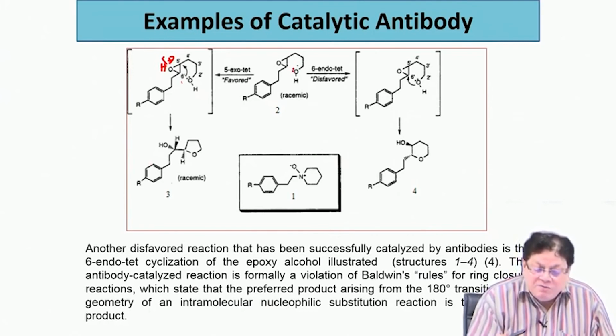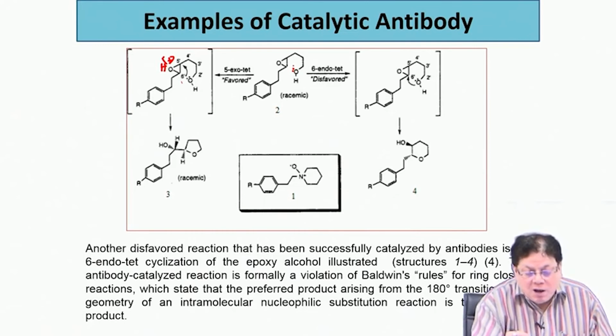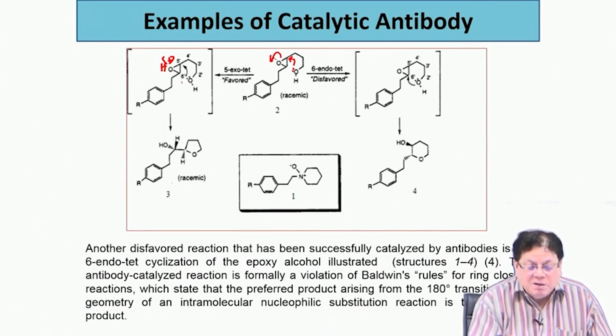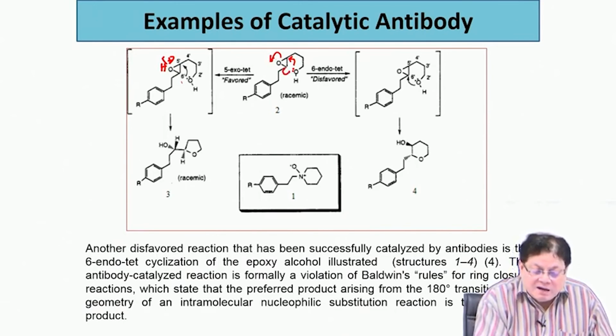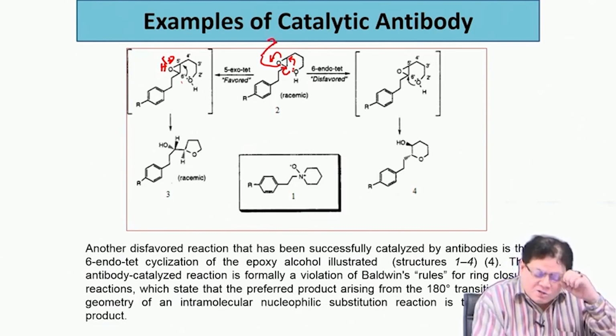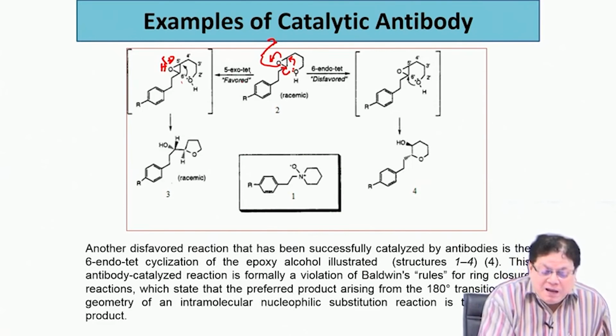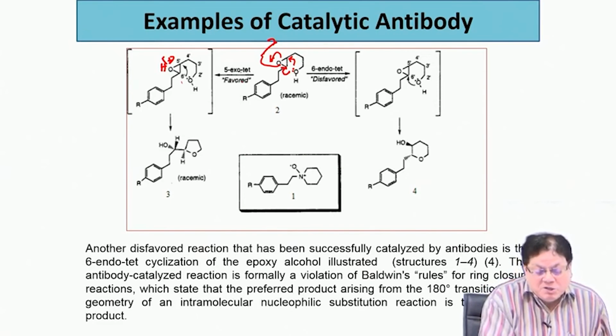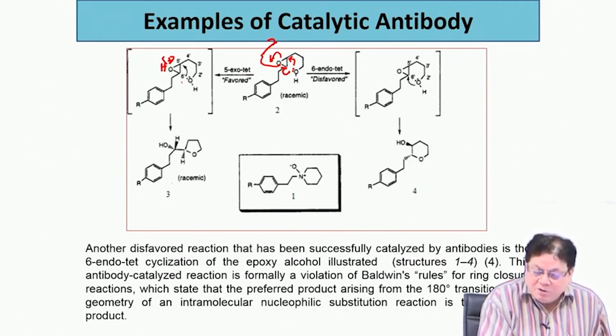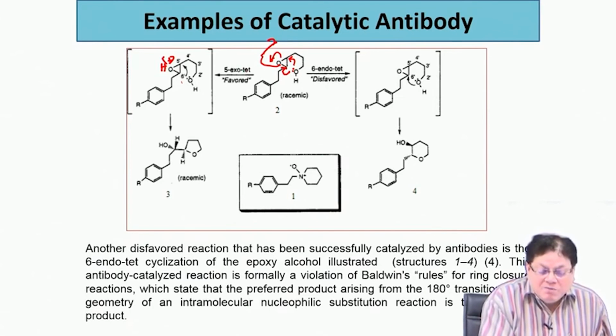So, now you have two modes of ring opening. One is this can attack here, that opens up, or the other is this can attack at this carbon and this opens up. So, these are the two possibilities. Now, one is called 5-exo-tet. What is tet? Tet means you are attacking at a tetrahedral carbon, because these are tetrahedral, sp3 hybridized carbons. So, tet.